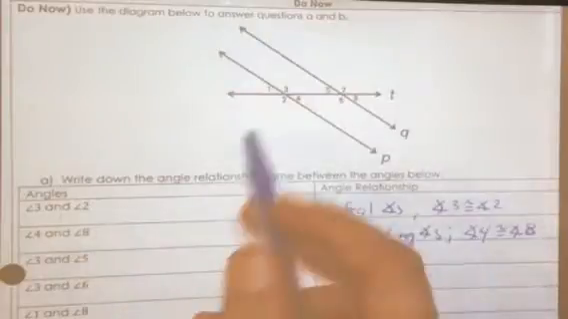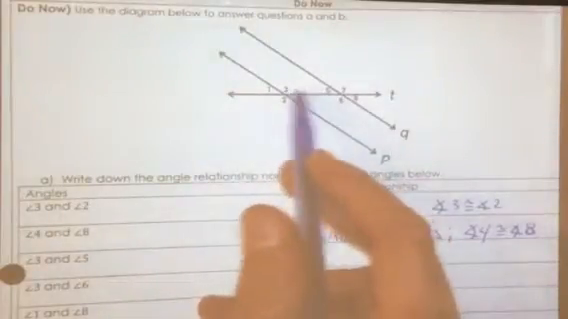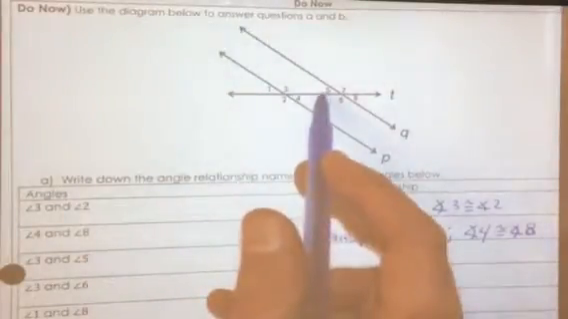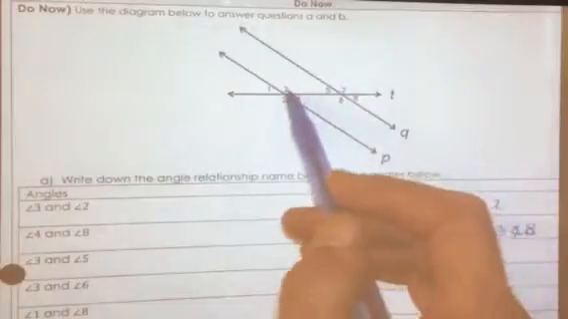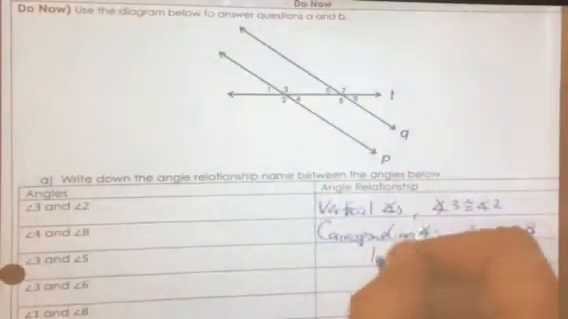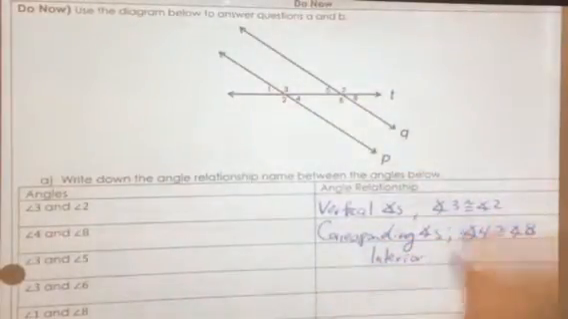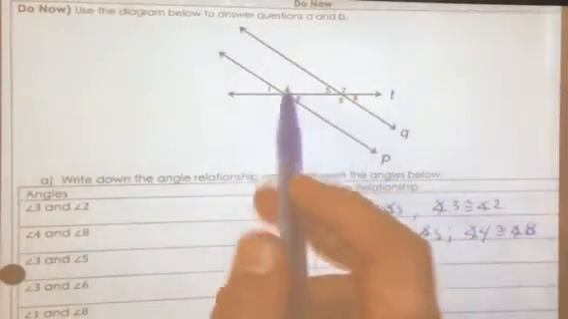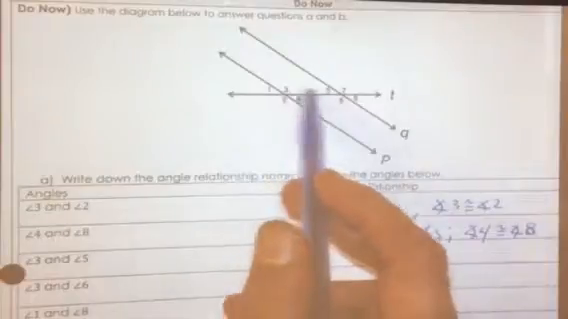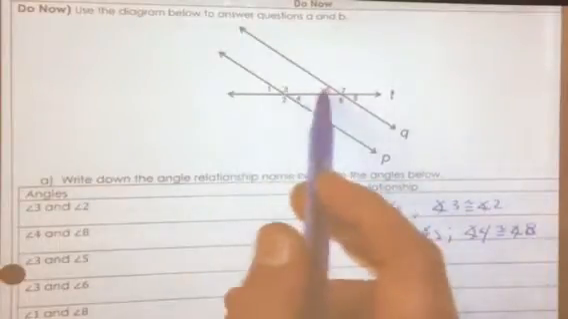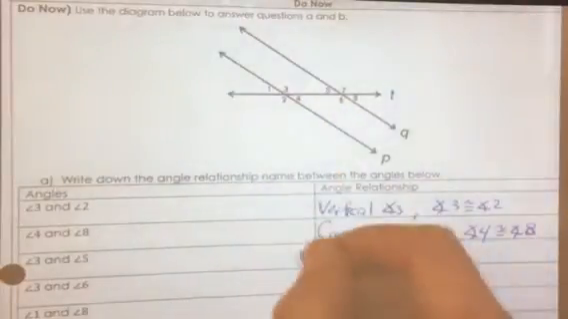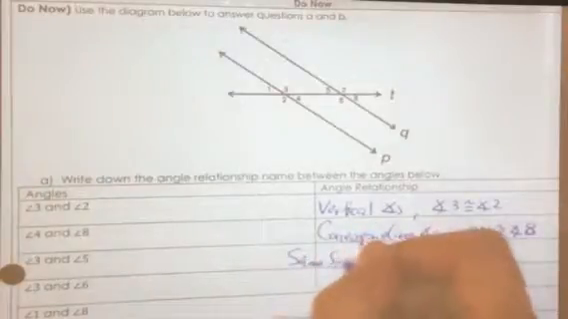All right, angle 3 and angle 5. Okay, so this one is trickier. We see the exterior and we see the interior. Both these angles are on the interior. Now, if we look at the transversal, are they on opposite sides of the transversal or on the same side? In this case, 3 and 5 are on the same side. So this is same side interior angles.